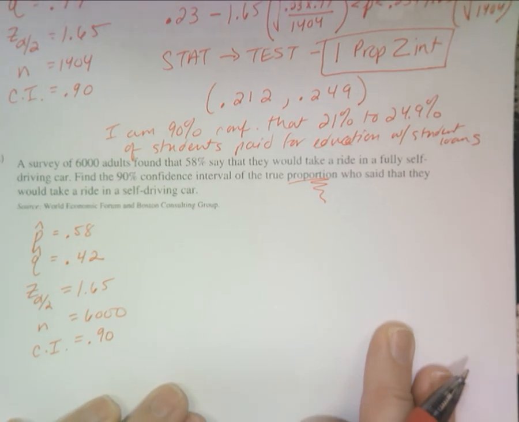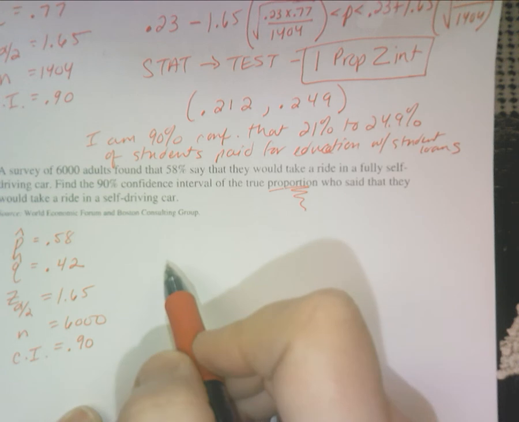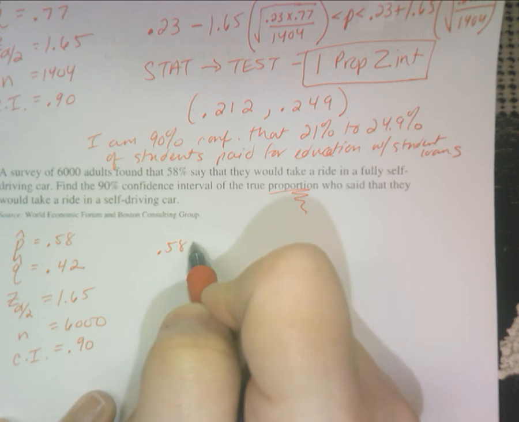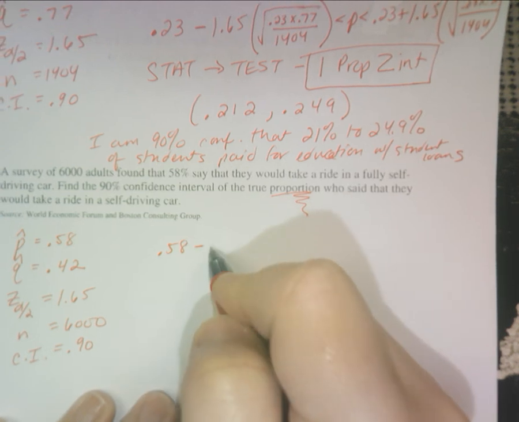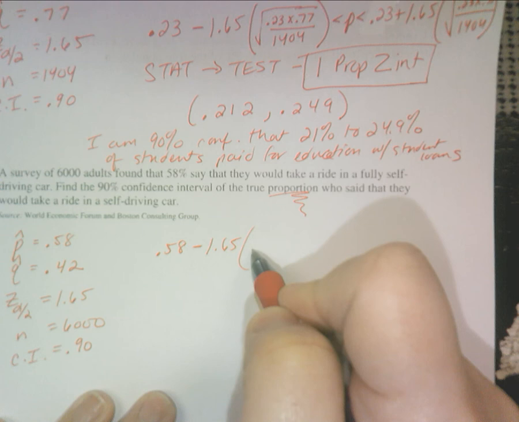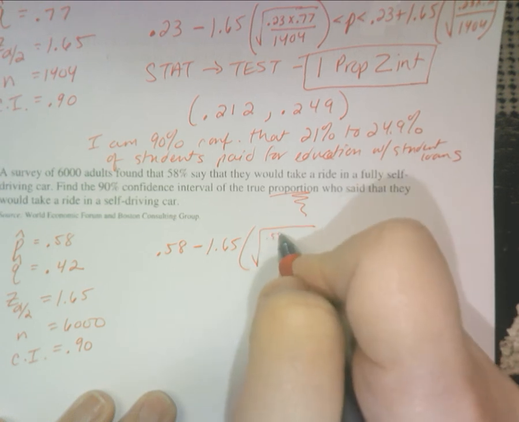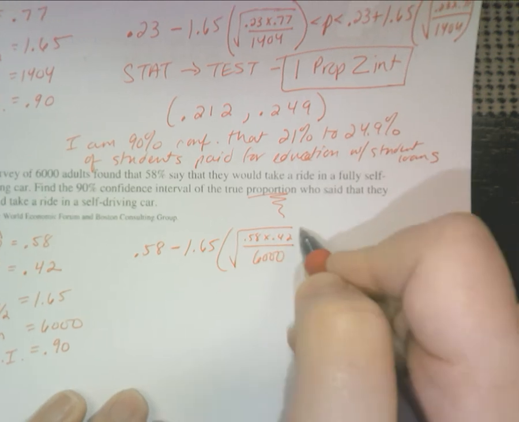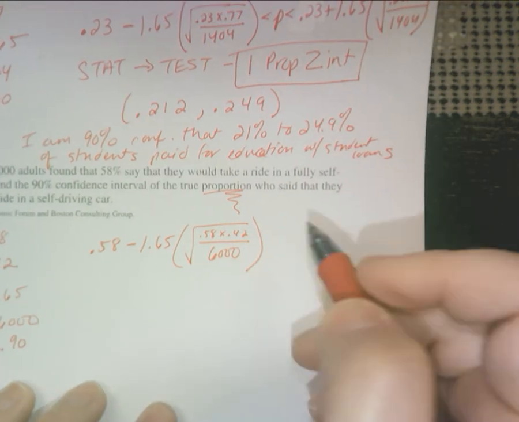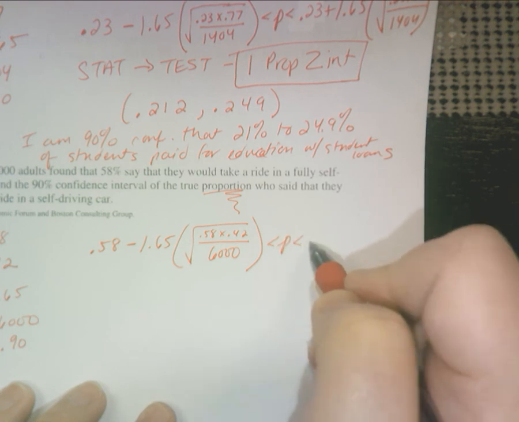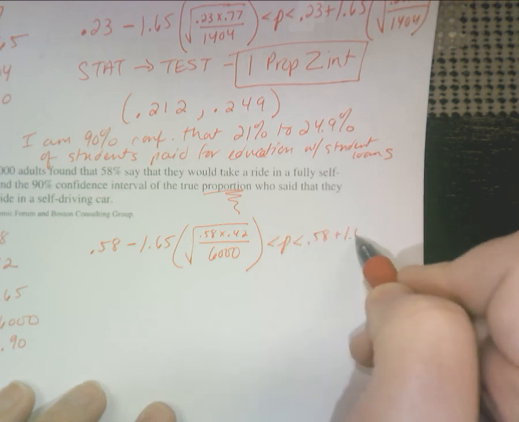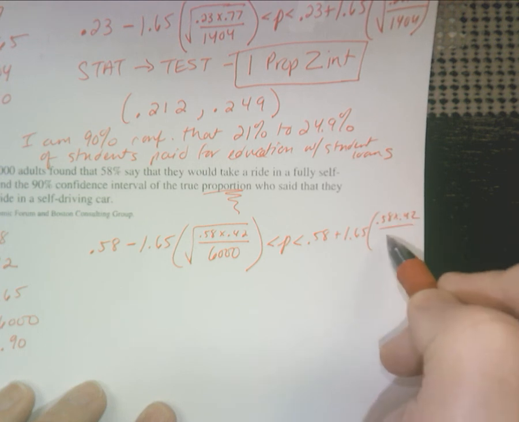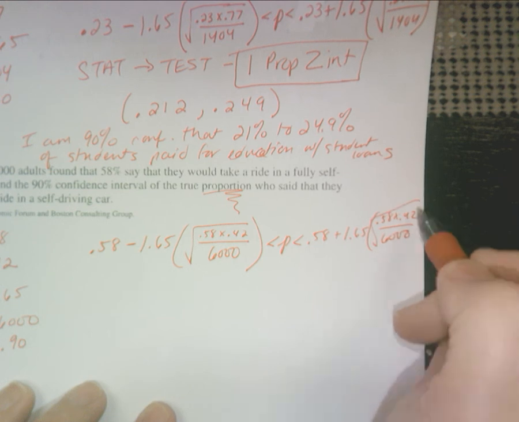So when I go to put this in, I'm going to just write my proportion. I put my P hat, which is 0.58, minus my Z alpha over 2, 1.65, times the square root of P hat times Q hat divided by N. And I write that thing again, except with a plus, to show that you know what you're talking about. I know it's annoying, I really do, but you have no idea. You're showing people how smart you are.